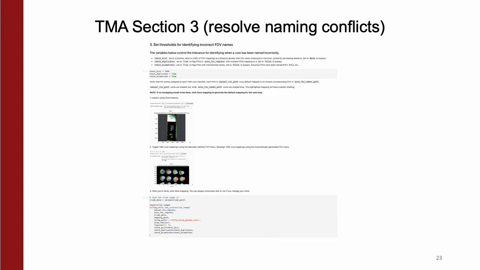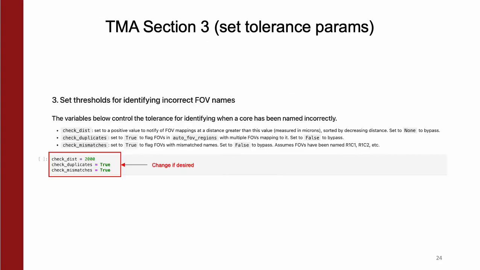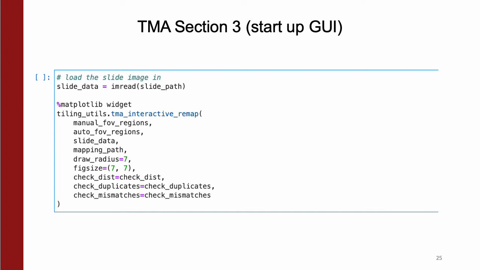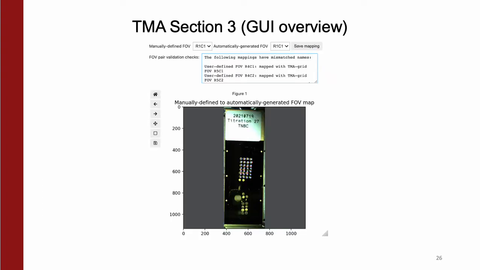This leads us to section 3, which helps you resolve misnamed FOVs due to irregular TMA grid shapes. You'll first want to identify some QC parameters, which will warn you of any FOVs likely to be misnamed. And then you'll want to run this cell, which brings up a visualization like this, displaying the TMA slide with the FOV locations overlaid, as well as a couple menus for toggling and adjusting at the top, and a validation checking box in the middle.